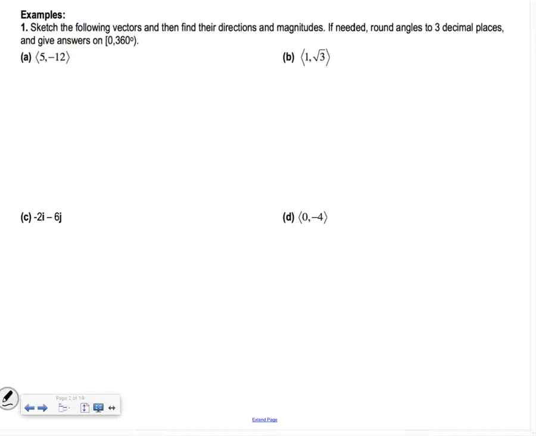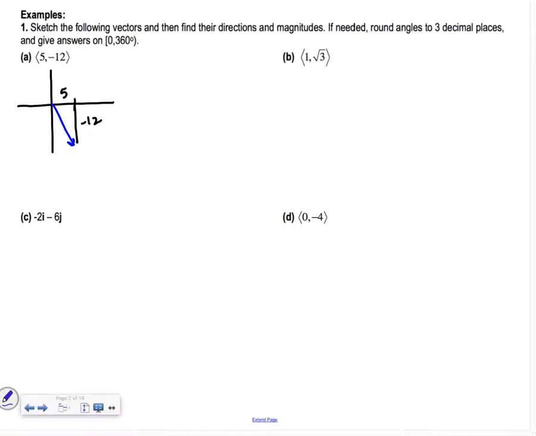All right, so the first one says sketch the following vectors and then find their directions and magnitudes. If needed, round angles to 3 decimal places and give answers between 0 and 360 degrees. Isn't that nice? I'm letting you go back to your favorite degrees instead of radians. All right, so as we draw this, we have 5 to the right. We go down -12. So our vector that we're going to draw looks like that.